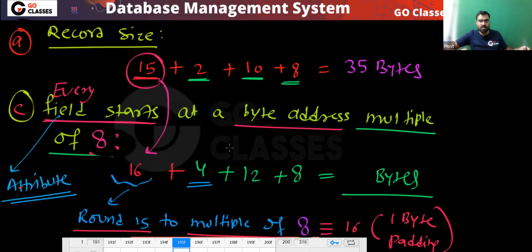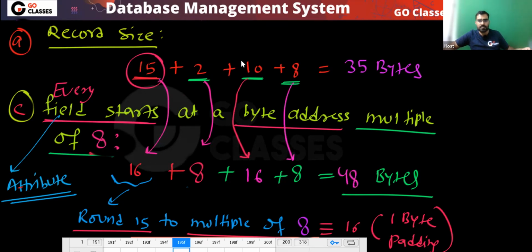This 15 will be stored in 16 bytes. This will be stored in 8 bytes. This will be stored in 16 bytes, and this will be stored in 8 bytes. So your answer for this will be 48. That is going to be 48 bytes. So quite easy questions. Correct? Okay, so like this you can do.